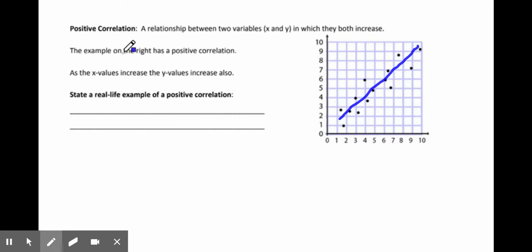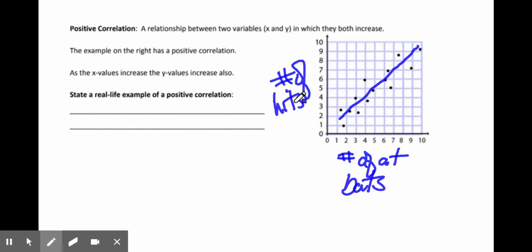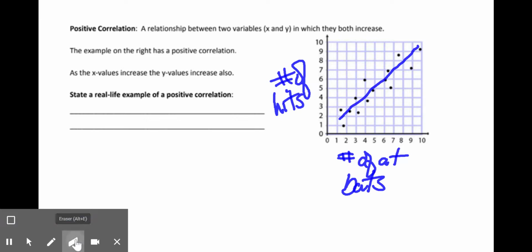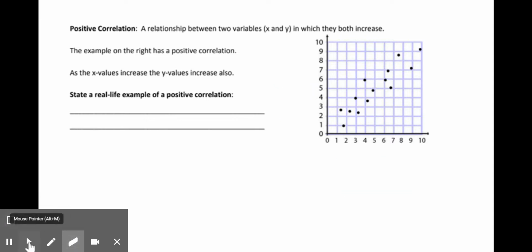So a good example of a positive correlation would be, let's say, a baseball or softball player, their number of at-bats versus their number of base hits. Theoretically, the more at-bats they get, the more hits they'll get. As their number of at-bats go up, their number of hits go up. So there would be an example of what a positive correlation might look like. All right, that's our first type of correlation.